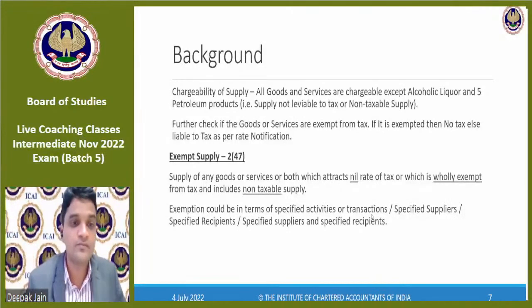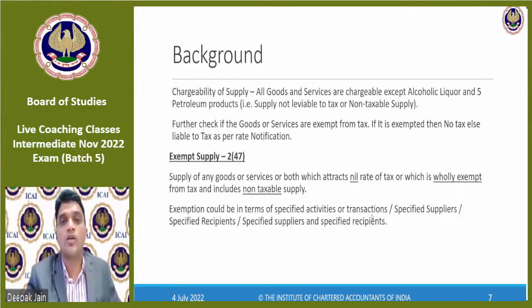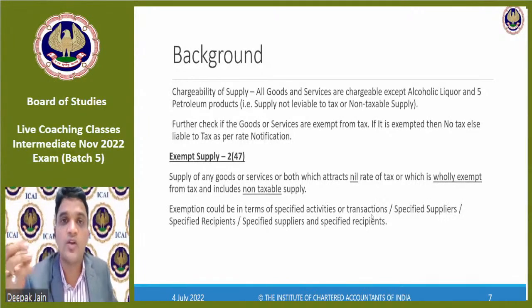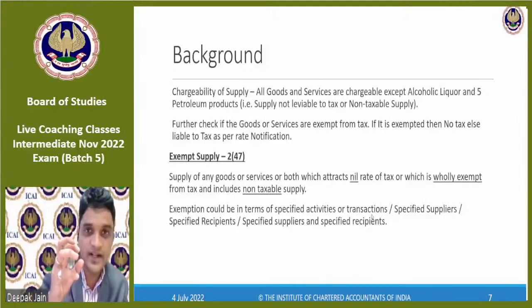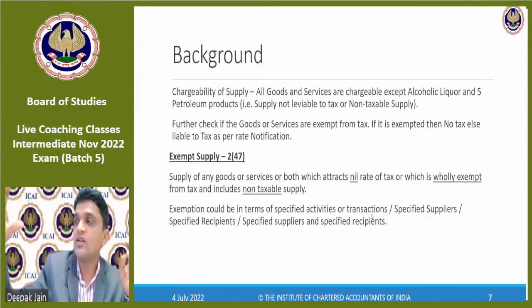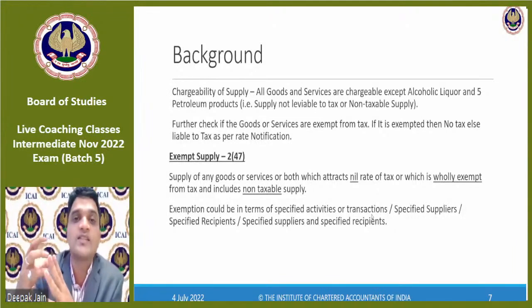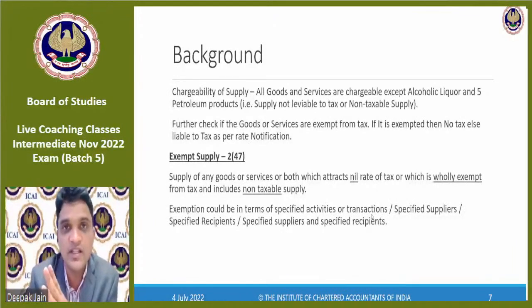Why so? That is more of a technical reason: when you calculate the exempt supply, you'll have to reverse your input tax credit, right? That's the reason they've included all those items which are exempted and also those items on which tax is not payable. The total of that they've included under the definition of exempt supply.